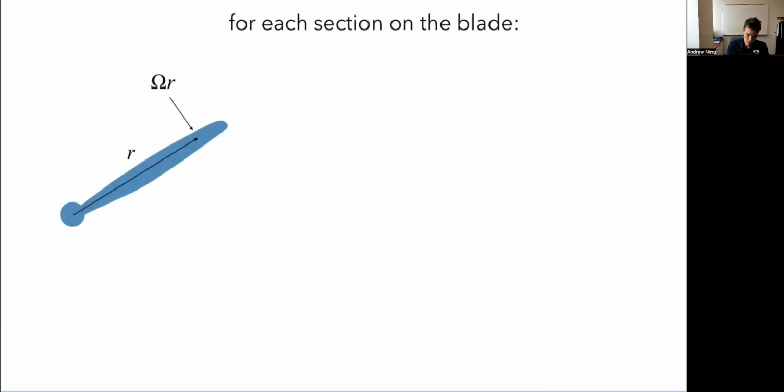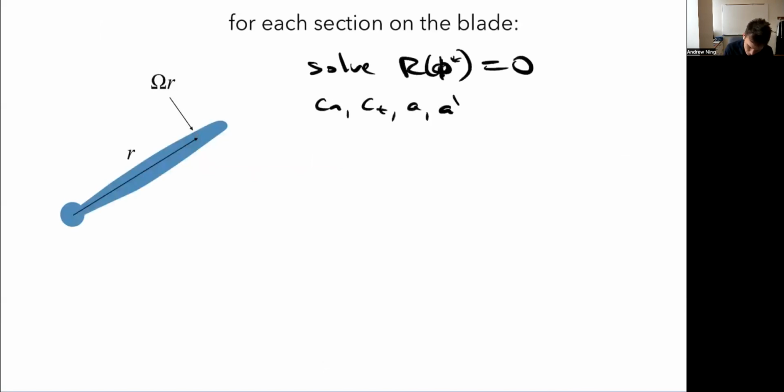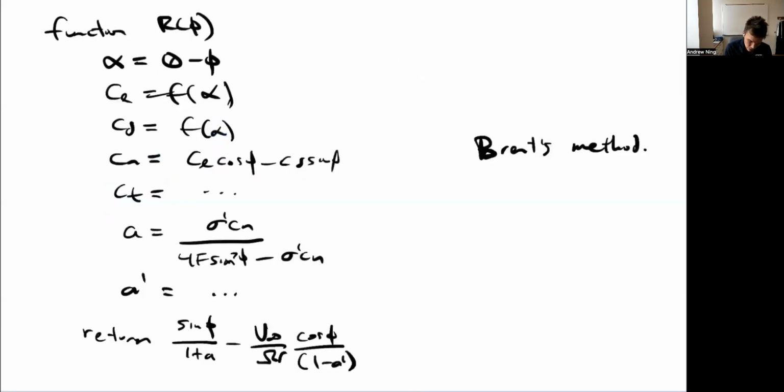So you repeat this for each section on the blade. So I'm at a specific section, a specific point on the blade. I solve this thing. I find what is the phi that makes this 0. Once I know phi, then I know what my actual a and a prime are. I just go back and run this expression one more time, but now that I know the right phi, I have the right angle of attack, the right lift and drag, the right normal force, the right induction factors.